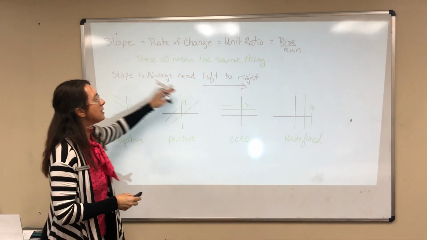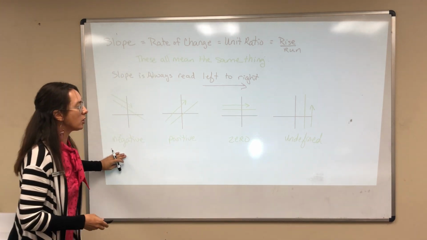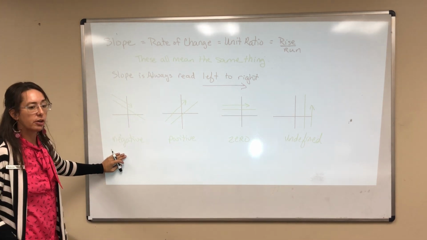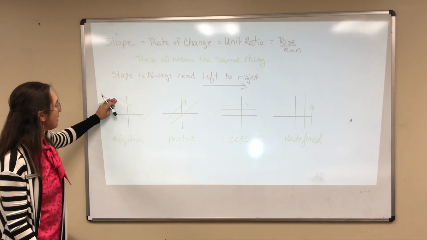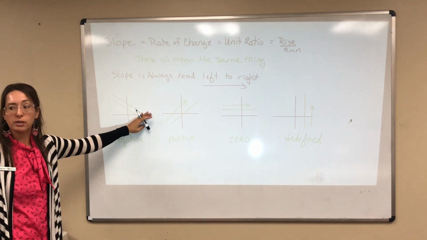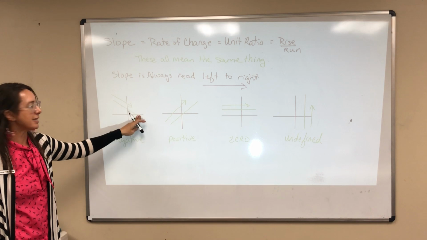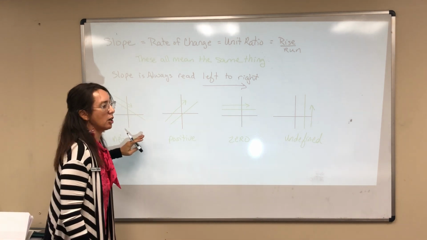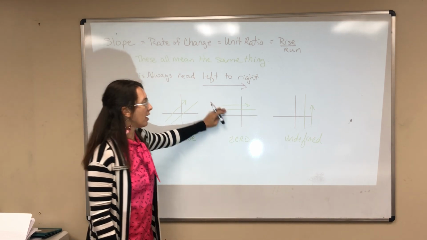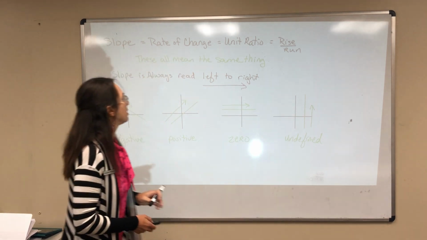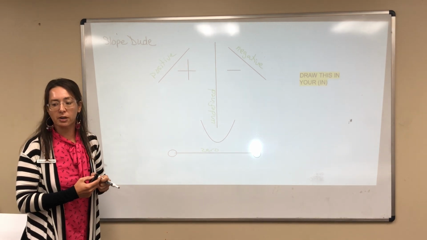So slope is always read from left to right. There are 4 of them. We're going to write our slope dude in our interactive notebook. There's a negative, a positive. Negative means from left to right, I am going downhill. My next number is less than, my y value is less than it was before. Positive, we are going uphill. 0, we've got flat ground, undefined, straight line, vertical. Here is our slope dude. Draw this in your interactive notebook.